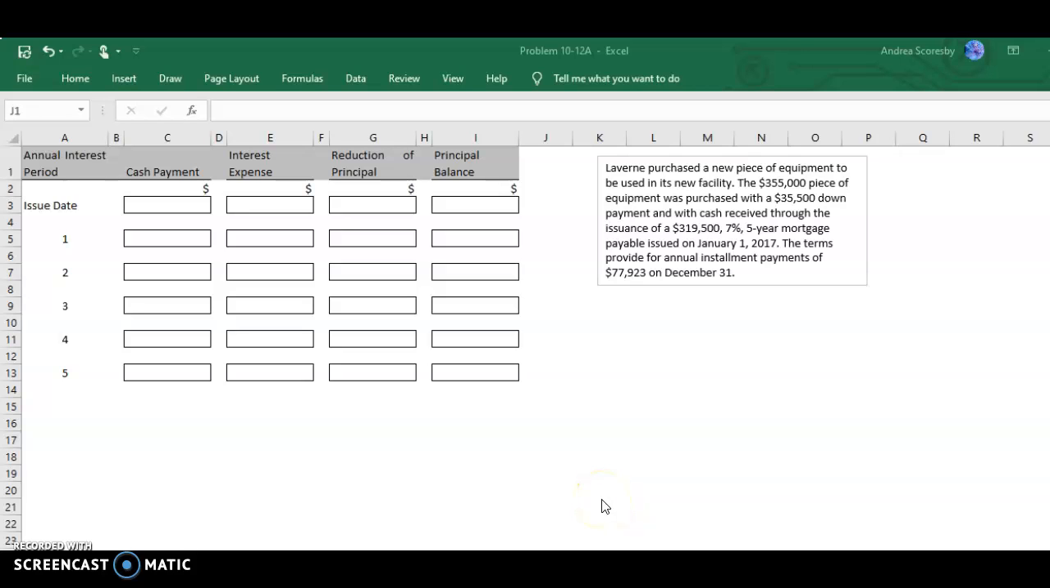Hi everyone, we're solving problem 10-12A today, so let's just go ahead and get started.